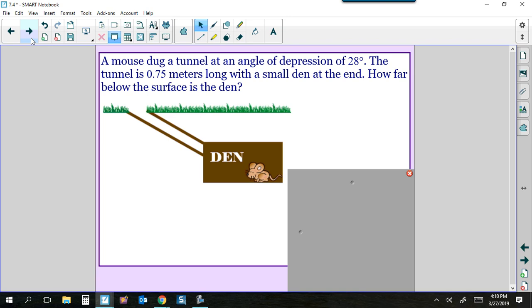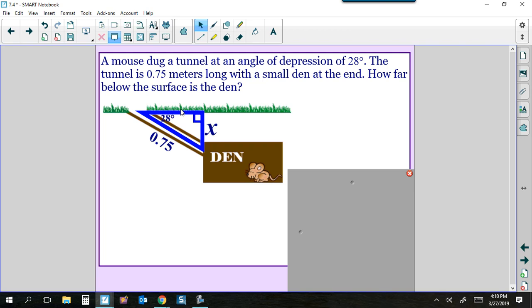So again, you guys need a right triangle here. So we have to figure out where the right triangle is going to be. So the tunnel is going diagonally down, and the ground, as we were just talking, is going horizontal. So we need a perpendicular line to that horizontal. It's going to be that depth, what we're actually looking for. So here's our right triangle.